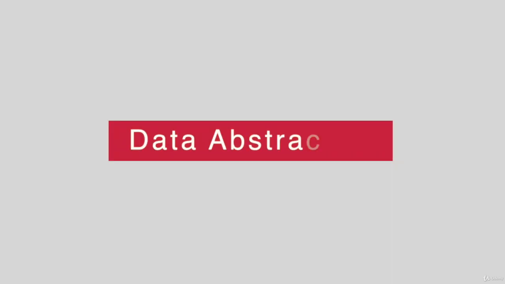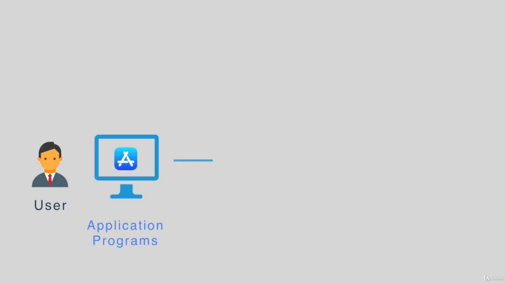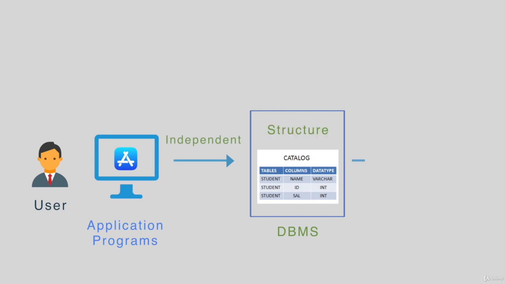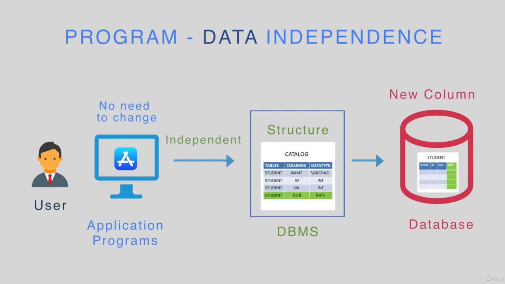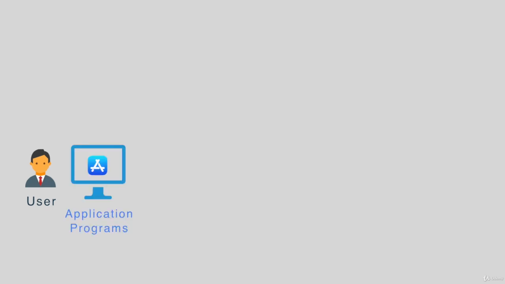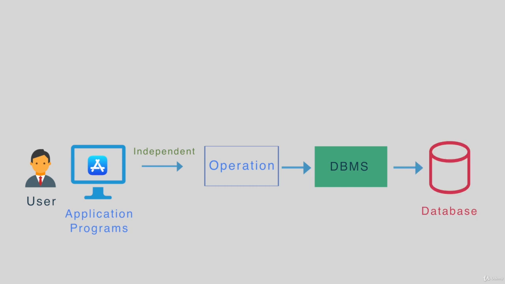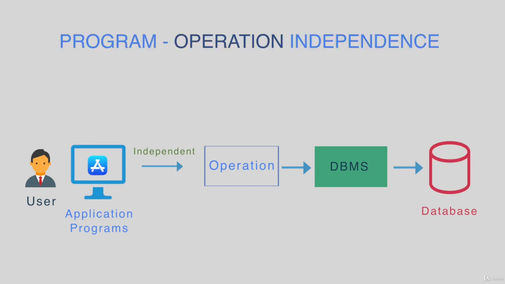Data abstraction is one of the main features of database systems. If the application programs are independent of the structure of the data, it is program-data independence. So even if we add a new column, we need not change the application program. If application programs are independent of how the operations are performed on the data, it is program-operation independence. So application programs need not be changed even if the DBMS software changes the implementation of the internal operations.